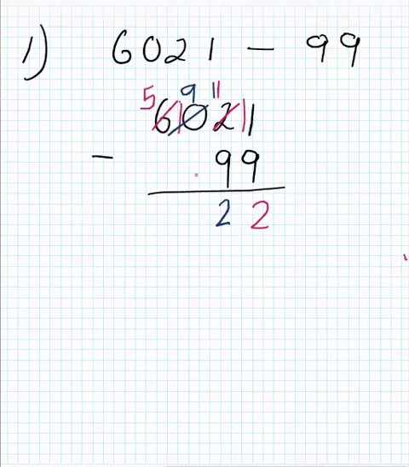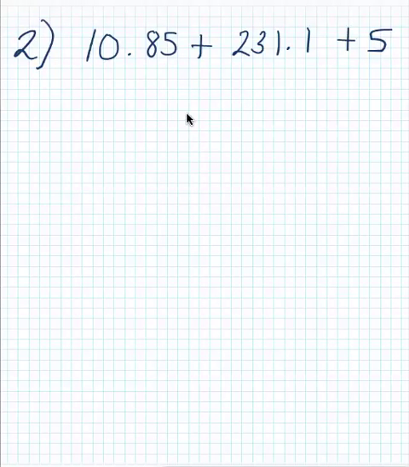And now 9 take away, there's nothing there. Imagine there were just zeros there. 9 take away 0 is just 9. And 5 take away 0 is 5. And there's our answer. I could put a comma, so 1, 2, 3, and put a comma. And we have 5,922.